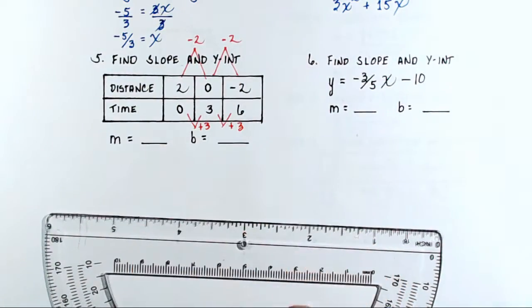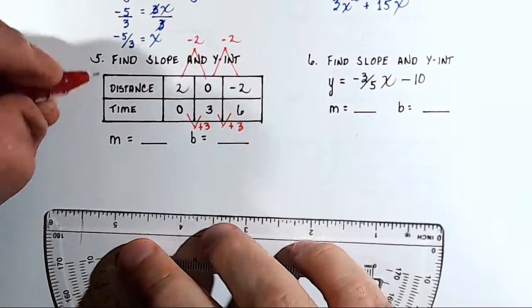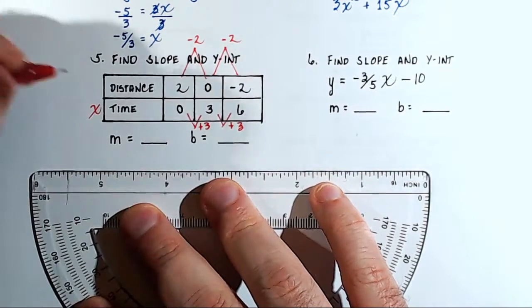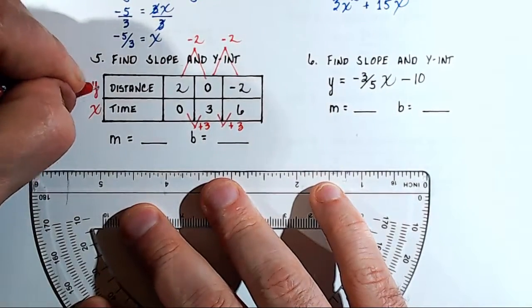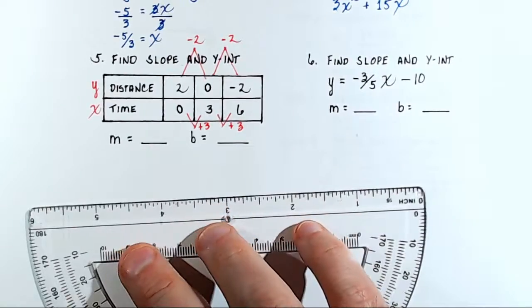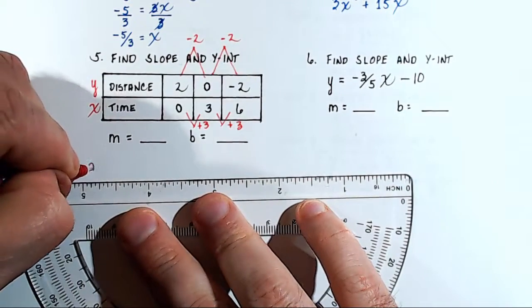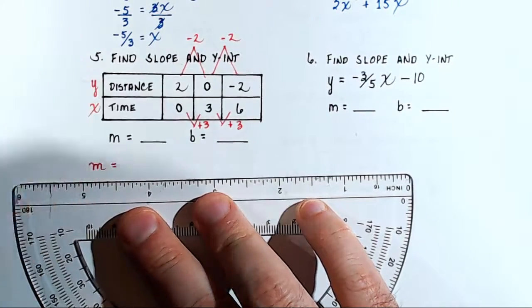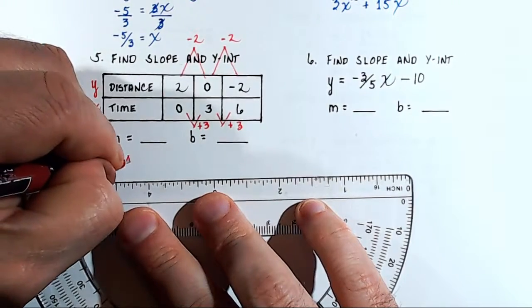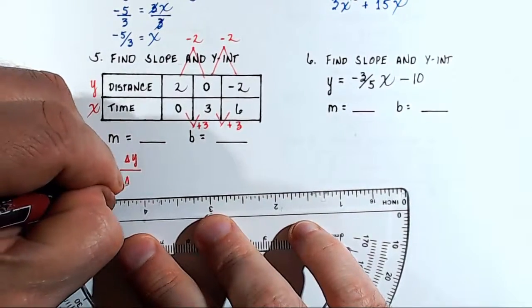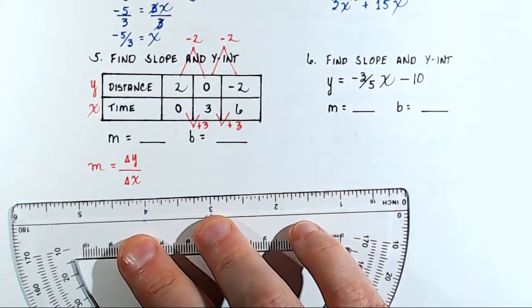So what we're going to do now is make sure we understand which one is the dependent and the independent variable. Time is always the independent variable, so we'll label that x. Distance must be the dependent variable, we'll label that y. And now we want to take the ratio of y over x, because one of our formulas for slope said that slope m equals the change in y, or the change in the dependent variable, over the change in x, the change in the independent variable.